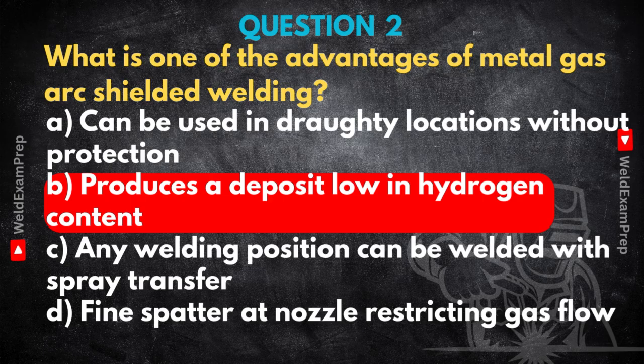Plus less hydrogen gets into the weld in the first place. Exactly. Which significantly reduces the risk of those hydrogen-related defects in the final weld deposit. It's a major plus point. That makes a lot of sense, especially given how serious hydrogen cracking can be. So what about the other options then?